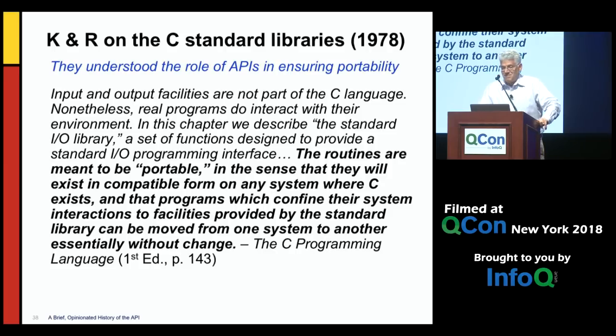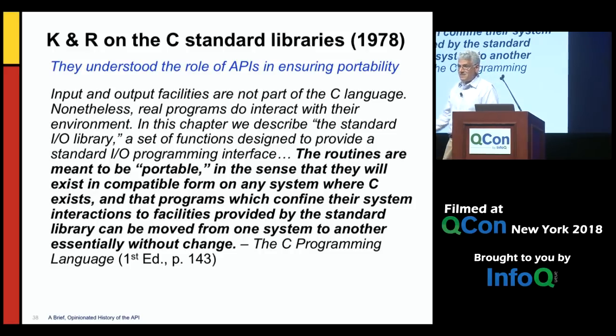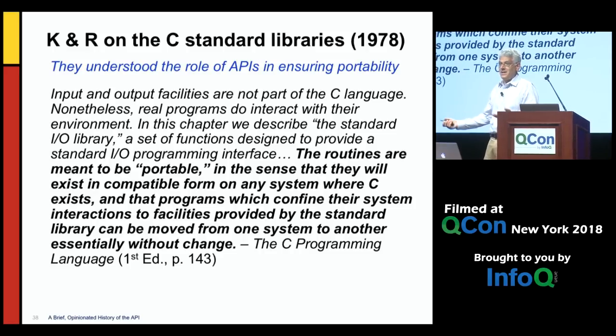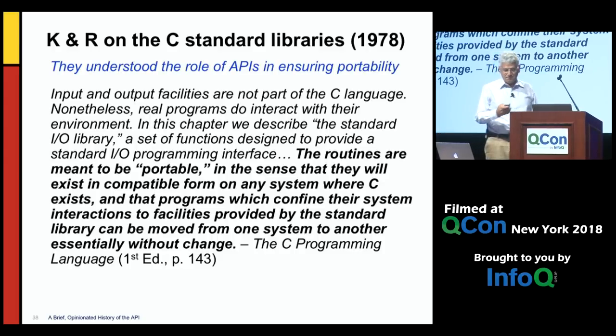So, there you have it. What they're saying in that last sentence is essentially the same thing Sun said when they said, write once, run anywhere. They just didn't have the snappy marketing department, but it's the same thing. So you could move the program from one computer to another without change because you've got an API. Also, they clearly understood that core APIs are inseparable from the underlying language. They kind of said, yeah, technically, the standard library isn't part of C, but it's going to be implemented everywhere that C is.